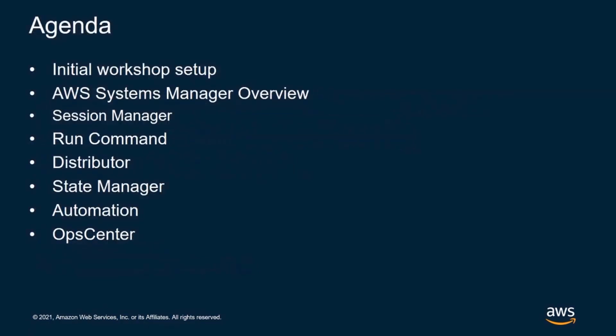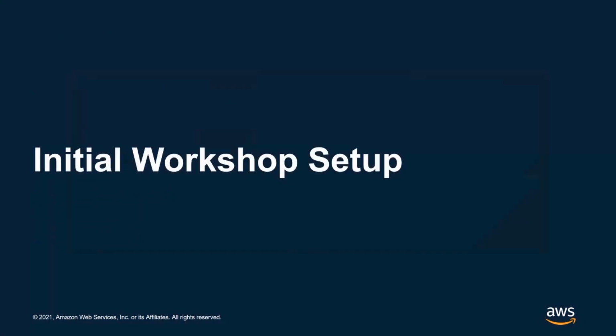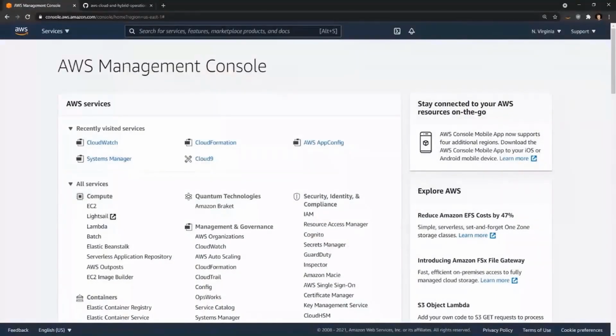So to get started with an agenda of what we're going to be covering within this episode, first we're going to configure some CloudFormation stacks to set up the workshop with some stand-up resources and some testing resources. And then we're going to flip back to the presentation to go over an overview of what is AWS Systems Manager. And then we'll be talking about various capabilities within Systems Manager, including Session Manager, Run Command, Distributor, State Manager, Automation, and Ops Center. So to get started with the workshop, we're going to go to the GitHub repo.